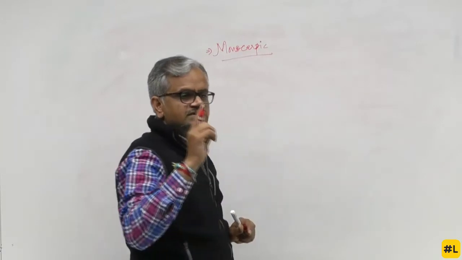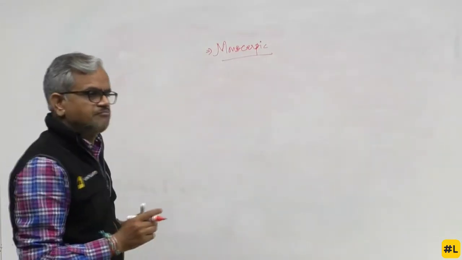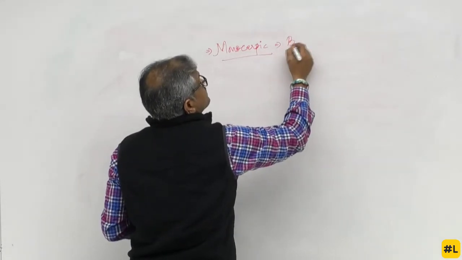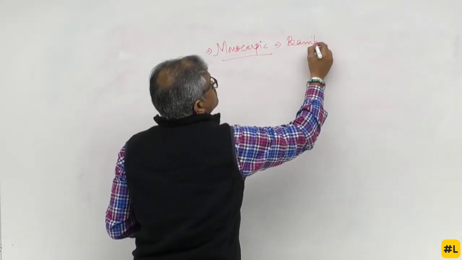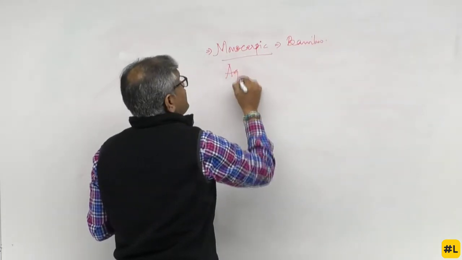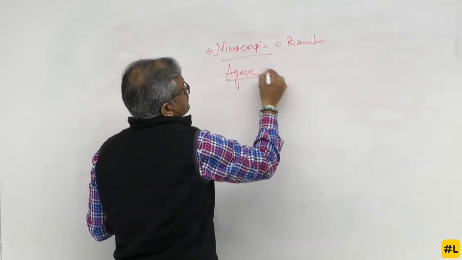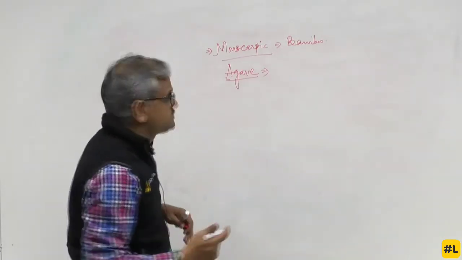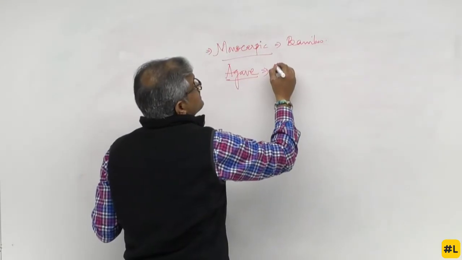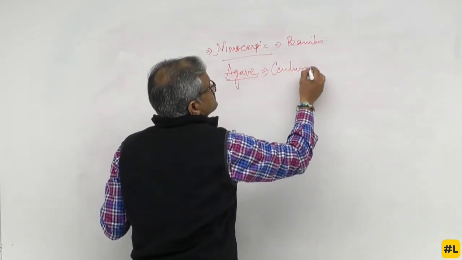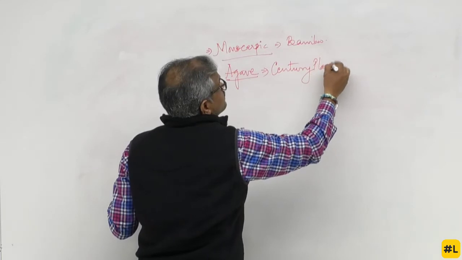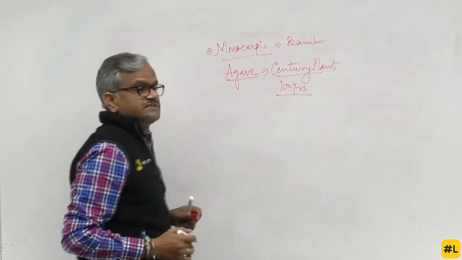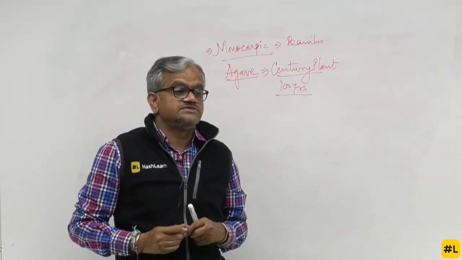And when I say which flowers once in their lifetime, the best example is bamboo. Or you can say agave, very important. This is very commonly used in the pulp industry, in making of papers. This agave is called the century plant. Why, sir? Because it flowers once in 100 years. That's something very unique about it. Century plant.